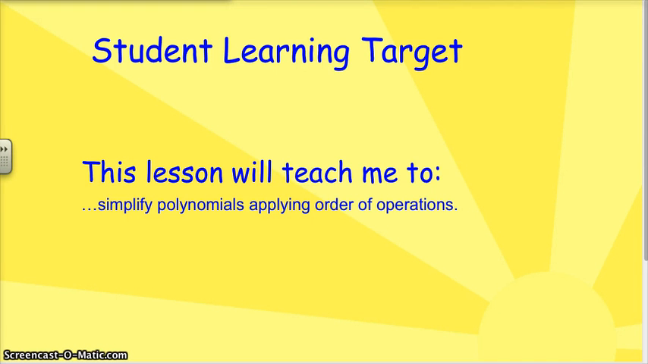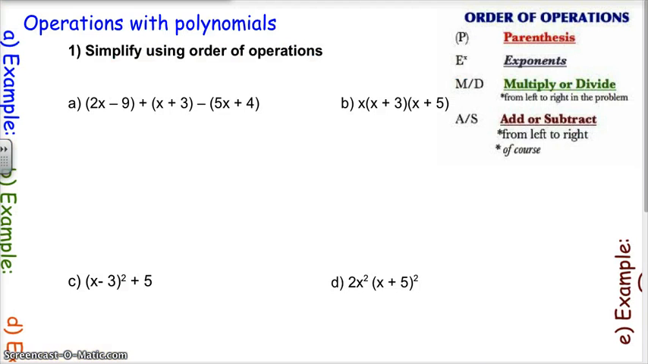This lesson will teach me to simplify polynomials by applying the order of operations. Speaking of order of operations, what do they mean? Very often students use the phrase PEMDAS, or please excuse my dear Aunt Sally, to help them remember which one comes first.